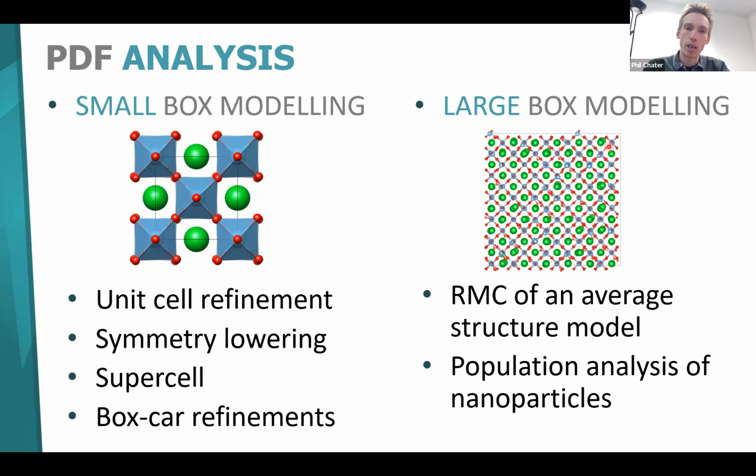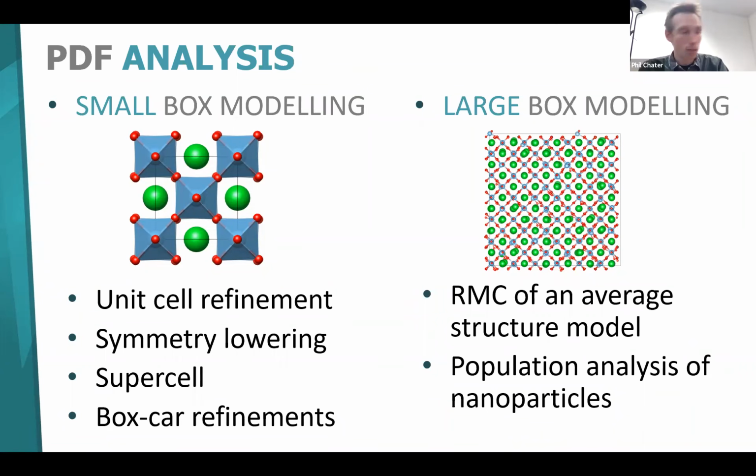And then also it can take some time to extract the meaningful information from it. So if, for example, you wanted to look at just tilts of certain octahedra within your material, then typically after your refinement, you then have to do the analysis to extract that information again. But fortunately, there's quite a few tools around and freely available to help you with those types of analysis. Other types of large box modeling include population analysis when you're looking at nanoparticles, and we've got an example of that later on.